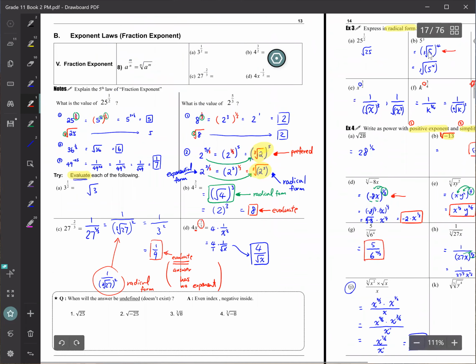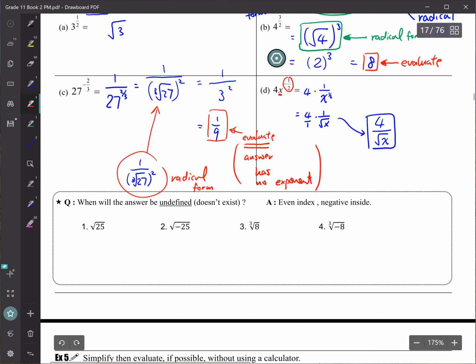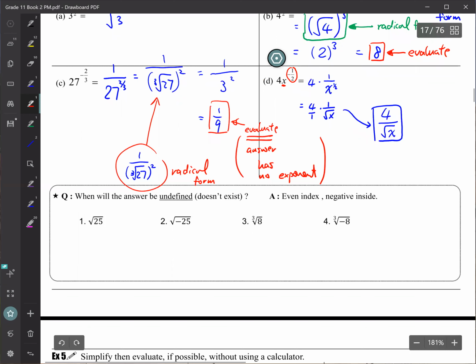So I would like you guys to turn to page 13 first. Page 13 at the bottom, okay? We skipped that part last time, so we're going to fill that in now. So here we have this question, when will the answer be undefined?